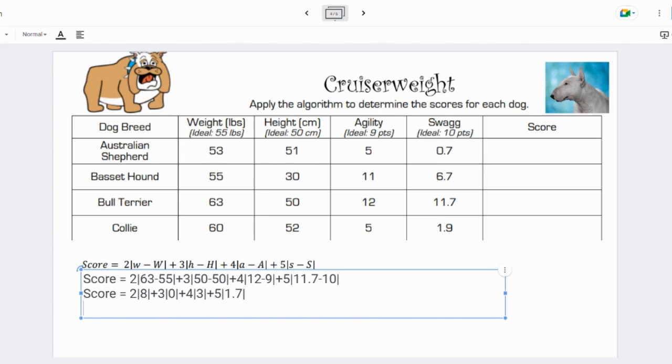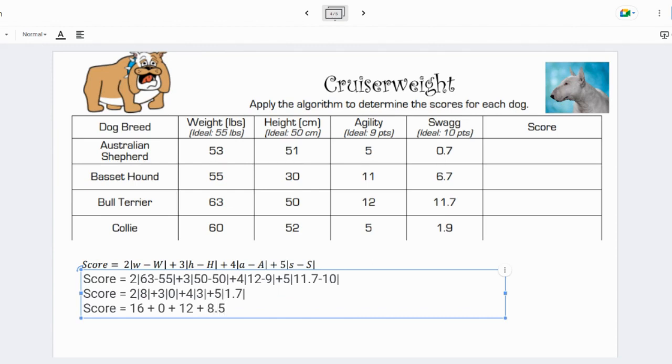Again, now we're going to go ahead and plug in the absolute value for each of them. You might notice that they're all positive, so I'm actually not going to do the next step because we can just multiply 2 times 8, 3 times 0, etc. So the score equals 2 times 8 is 16, plus 3 times 0 is 0, 4 times 3 is 12, plus 5 times 1.7. 5 times 1 is 5. 5 times 0.7 is 3.5. 5 plus 3.5 is 8.5.